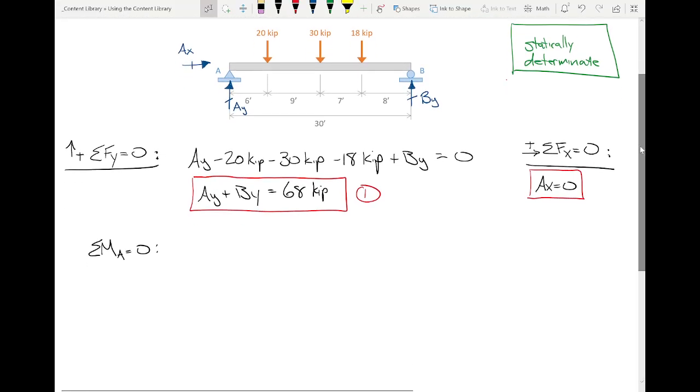When we sum moments, we do need to, again, pick a direction. What I am going to do is say counterclockwise moments are positive. There is absolutely nothing wrong with saying clockwise moments are positive. I don't care which one you do. You can do whichever one you want. Most textbooks, I think, typically go with counterclockwise positive because you're going from positive x to positive y, but it doesn't matter.